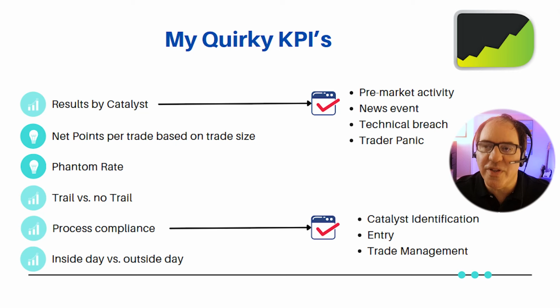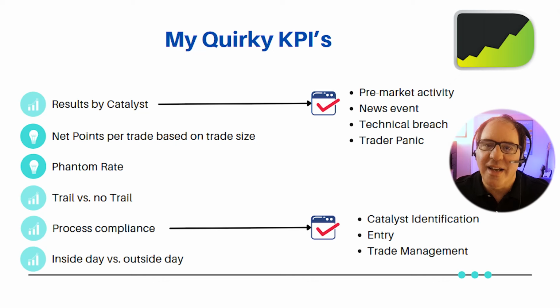So the next, news event, right? Very, very important. Not just is there a news event or is there not a news event, but how are my results by the catalyst, which is a news event? So how are my results with non-farm payrolls, the unemployment number, versus, say, CPI, things like that. I want to break that down in my KPIs so I can use that as a strength for future trades.